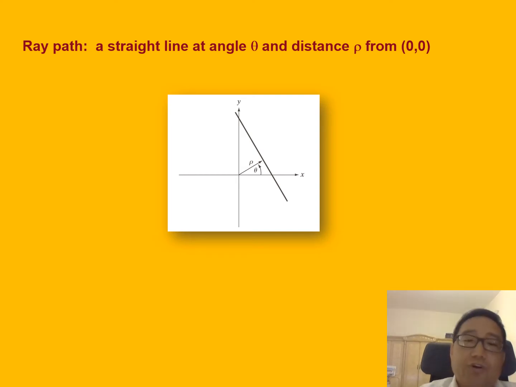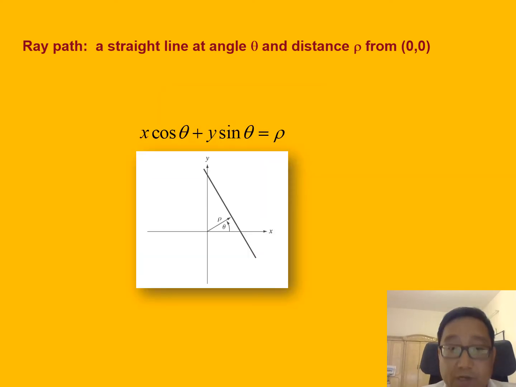Okay, so here's a practice for you to do maybe after class. If you have a line here specified by the distance to the origin by rho and angle with x-axis theta, how do you describe that straight line? I don't have time on this, but if you work out the math, the equation describing that line, the ray path, is x cosine theta plus y sine theta equal to rho.